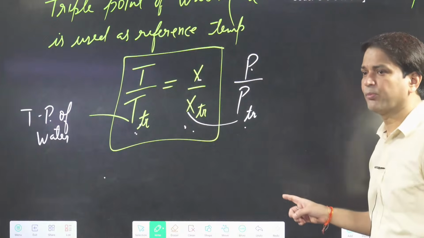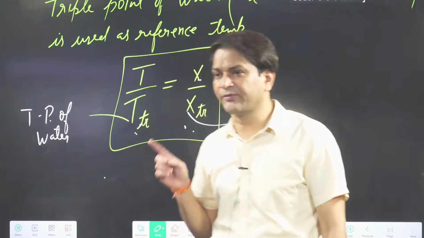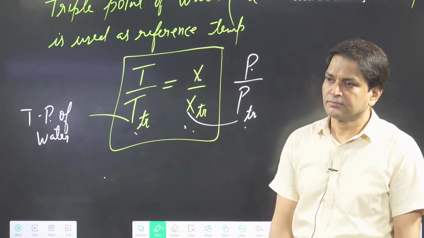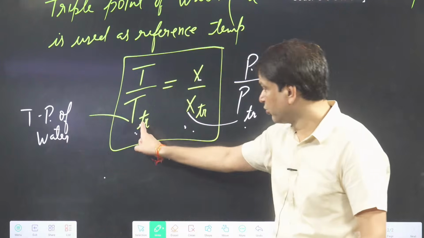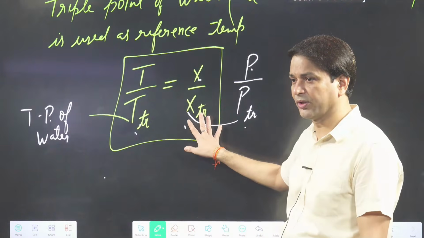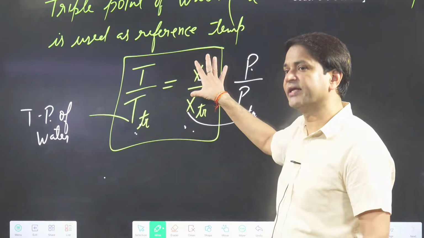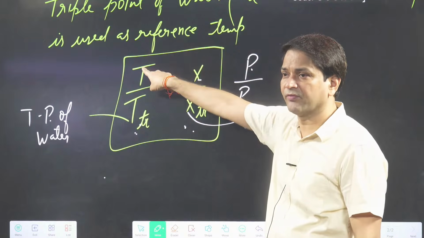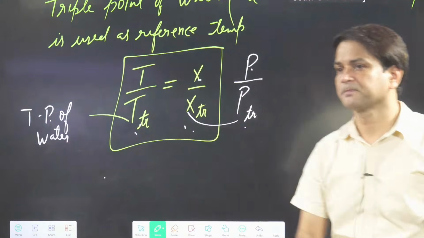So for the triple point thermometer, we will not use the TSI. For the triple point thermometer, we will use this relation. Should I repeat again? So what did I say? Triple point of water, thermometric property at the triple point. Any thermometric property at any temperature they give here, according to that we can find the temperature.